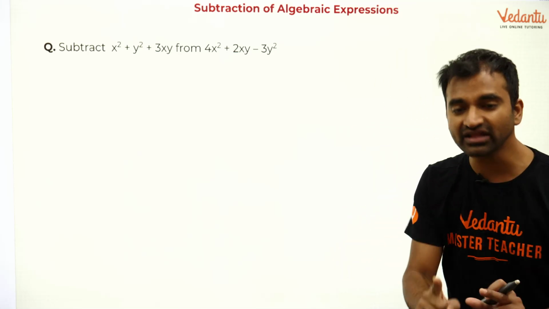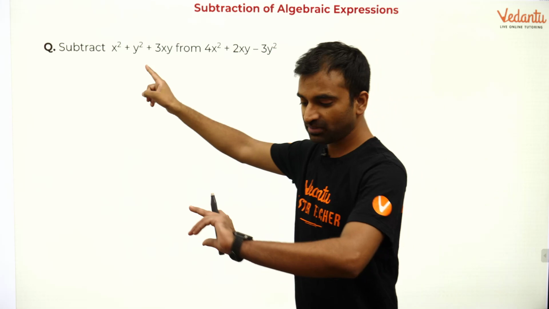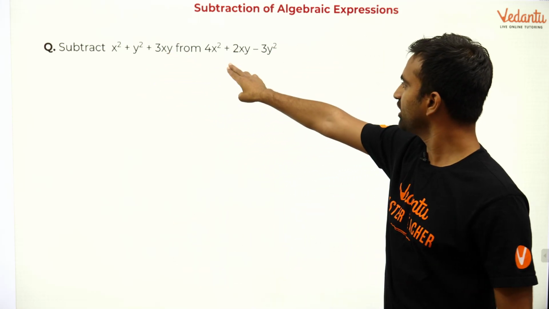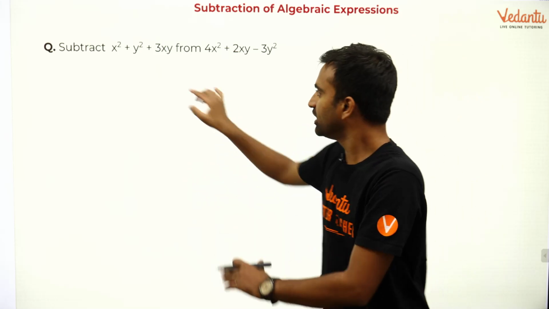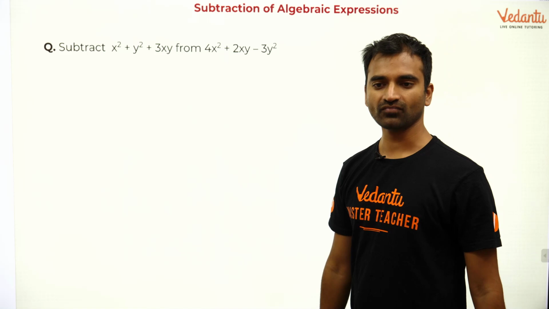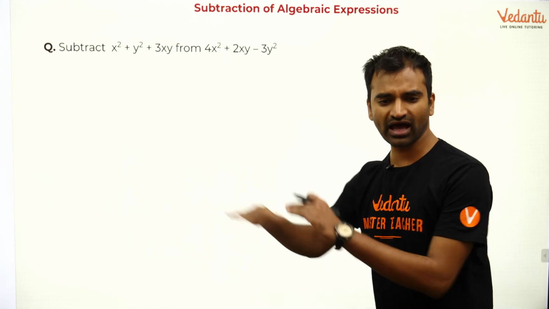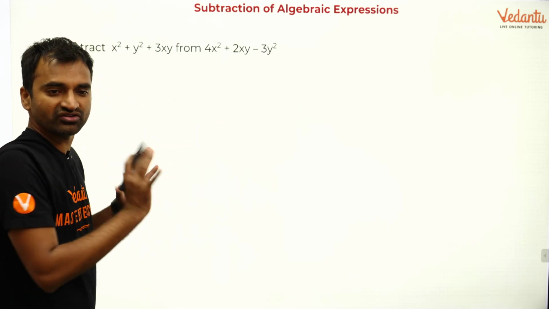Read the question very carefully. Subtract this from this. X square plus y square plus 3xy and 4x square plus 2xy minus 3y square. This is the question. Subtract this from this. Right, that is the question. That is it. I don't have any options over here. Right, now this is because I wanted to take this question as an example.